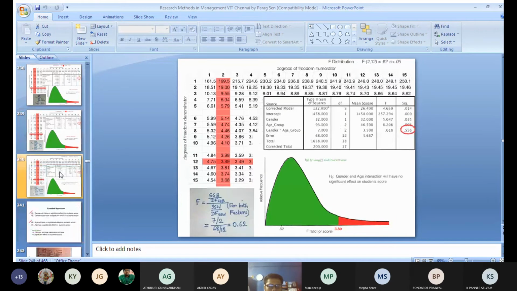Now the final, third hypothesis. Your hypothesis was whether the gender and age interaction has an effect on student score. Here your degrees of freedom are 2, 12 respectively, and your F score is 0.62. For 2, 12, it is 3.89, this is the intersection, and your F statistic 0.62 is less than your test statistic. So you cannot reject your null hypothesis.